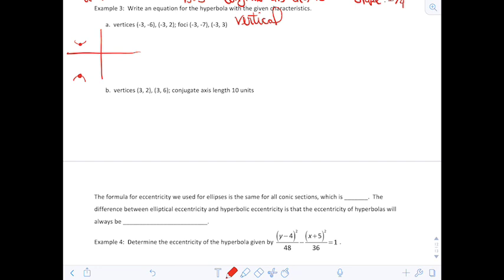If these are my vertices, then I'm going to look at the distance between them. So from -6 up to +2 is 8 units. So my transverse axis, which has a length of 2a, is equal to 8. So my a value is 4, and I know that a squared is then 16. So just getting some of that information.